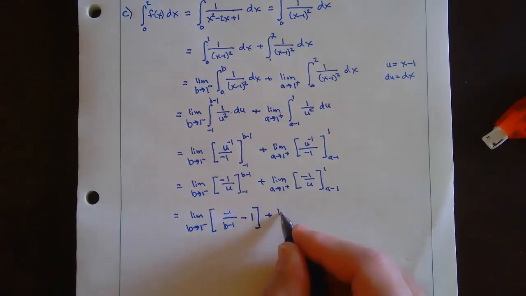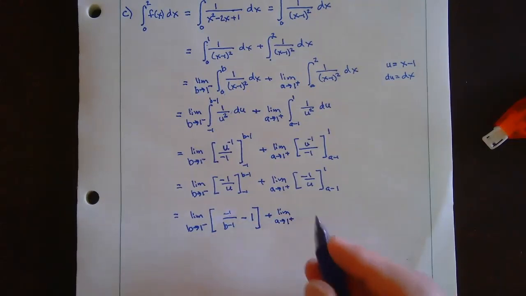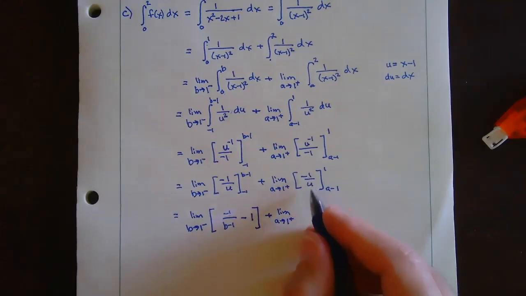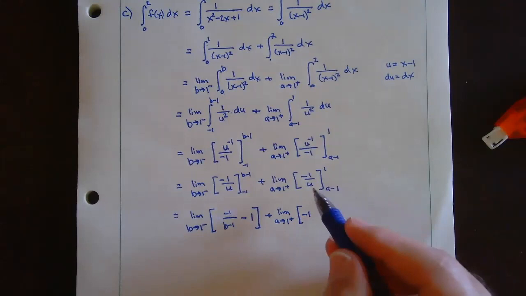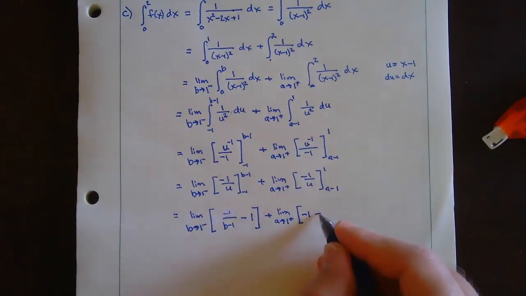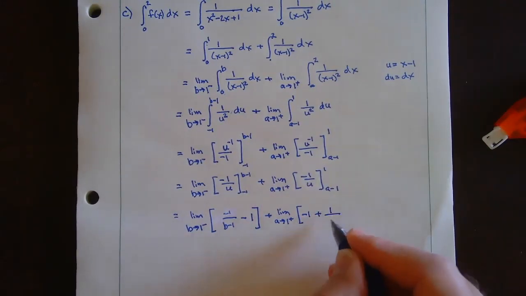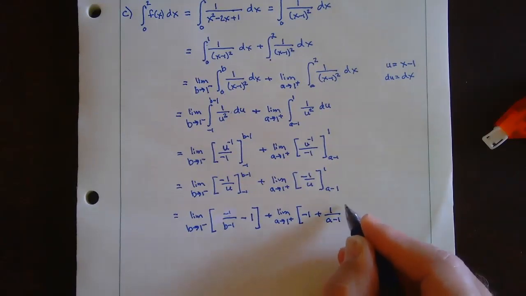plus the limit as a approaches 1 from the right of -1 over 1. That'd be -1. And then minus a negative, so that'd be plus 1 over a minus 1.